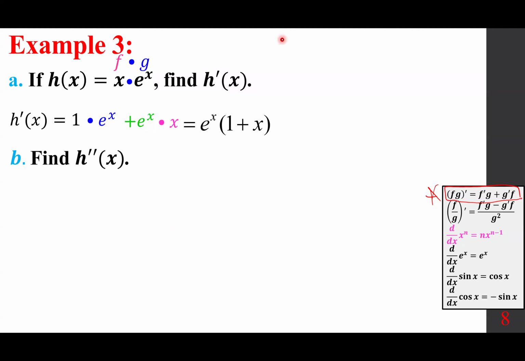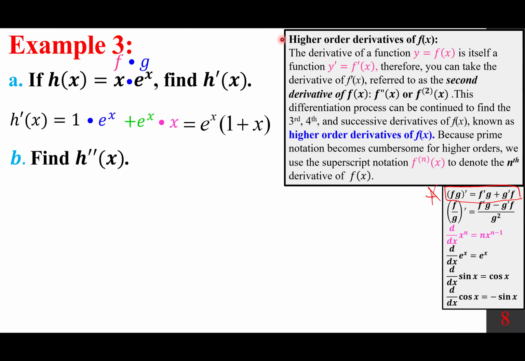Find h double prime of x. So what is that? Higher order derivatives of f of x. The derivative of a function y equals f of x is itself a function. y prime equals f prime of x. Therefore, you can take the derivative of f prime of x, referred to as the second derivative of f of x, f double prime of x, or f superscript 2 of x.